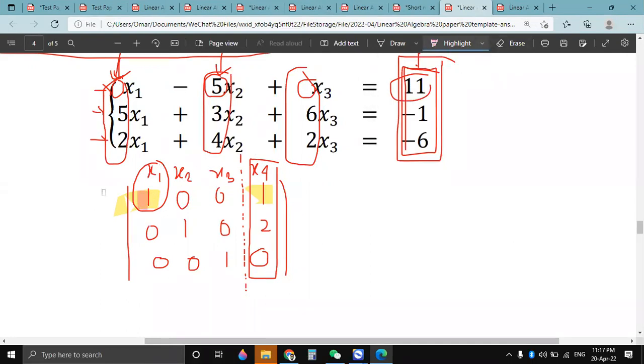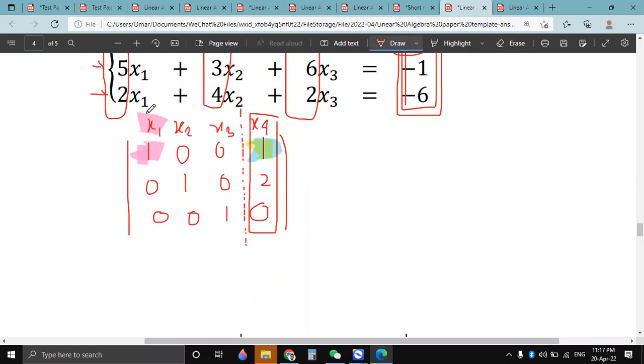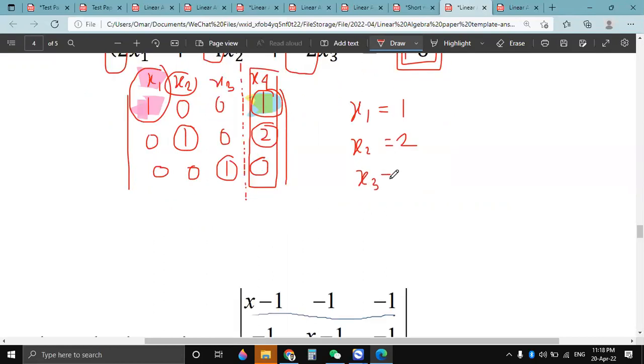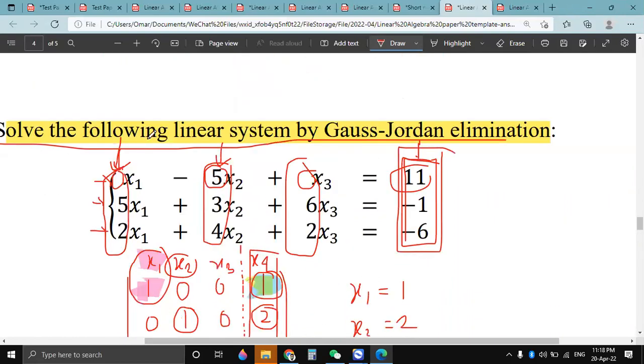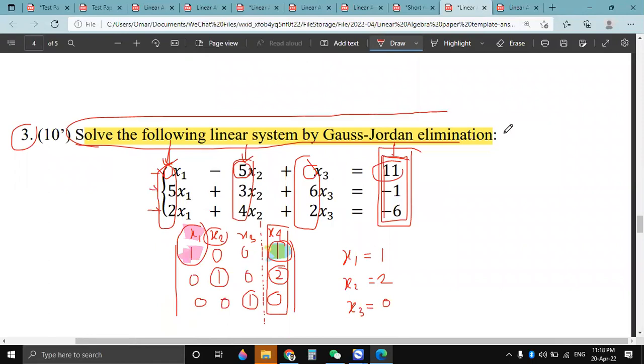We can write it this way, 1 into x1, and the answer will be 1. Okay, so I think you can understand here. So now let me write down the solution. Here is 1 into x1, so x1 will be equal to 1, because on the right side we have 1. Then x2 will be equal to 2, because on the right side we have 2. Then x3 will be equal to 0. So this way we solve a linear system using Gauss-Jordan elimination, and here are our answers.